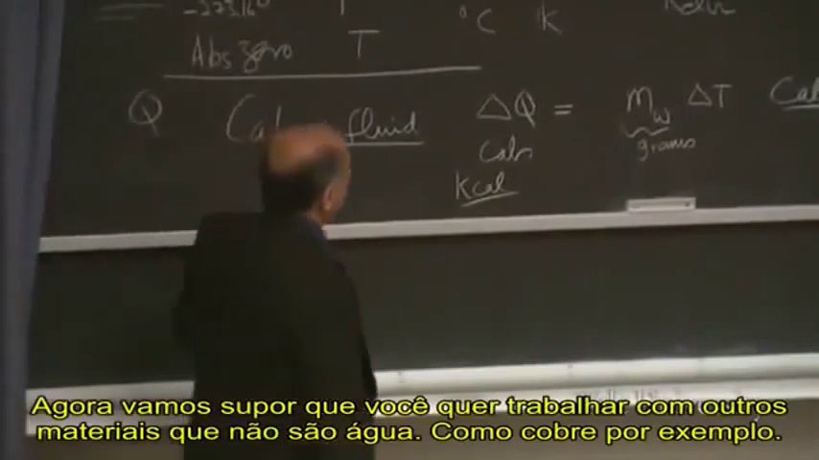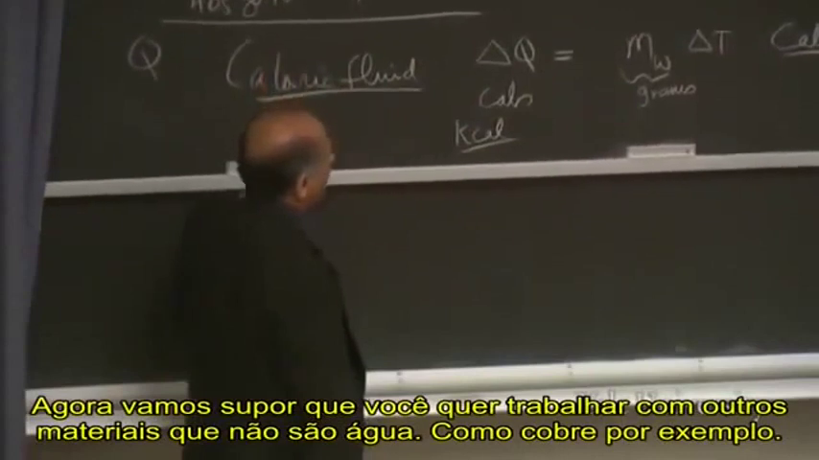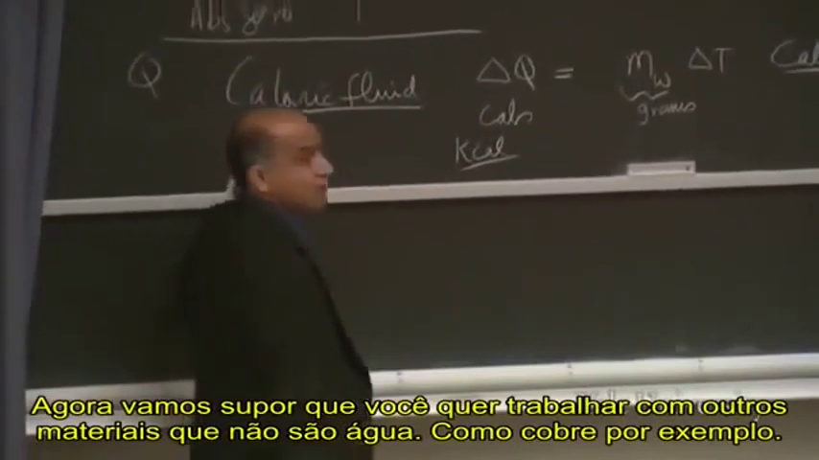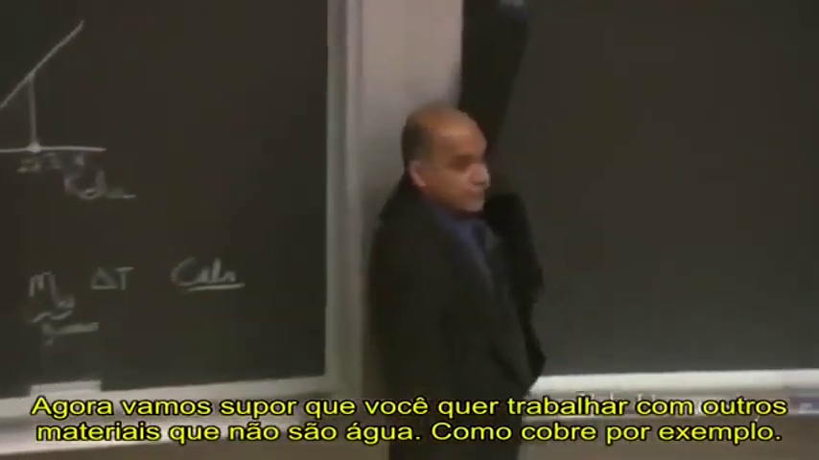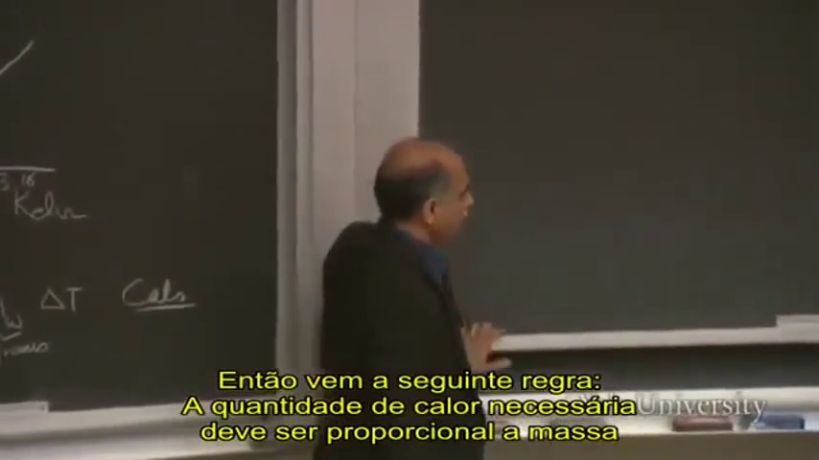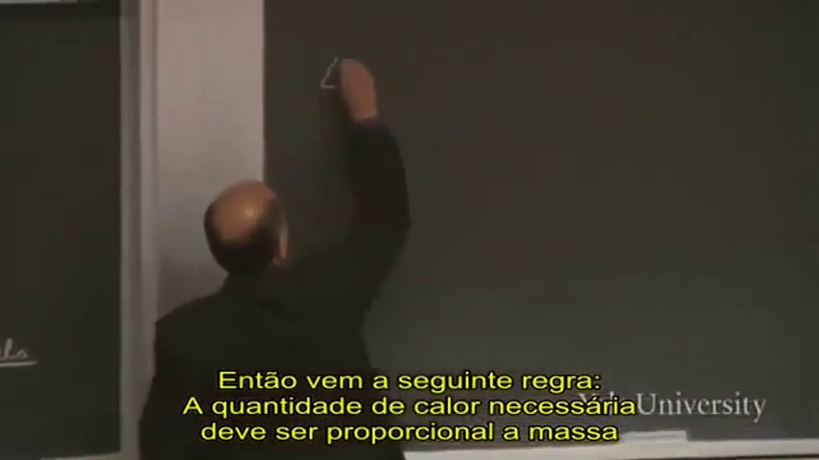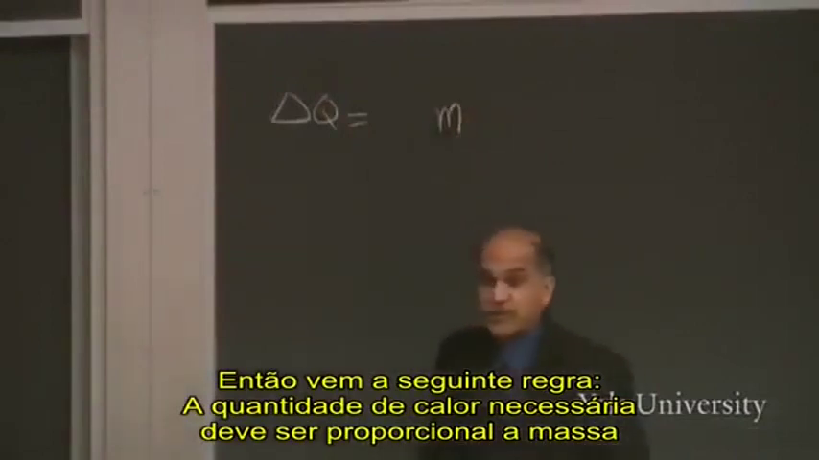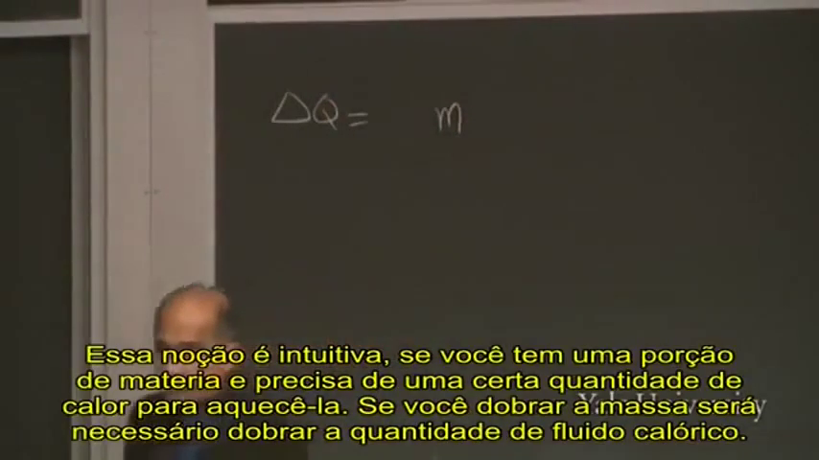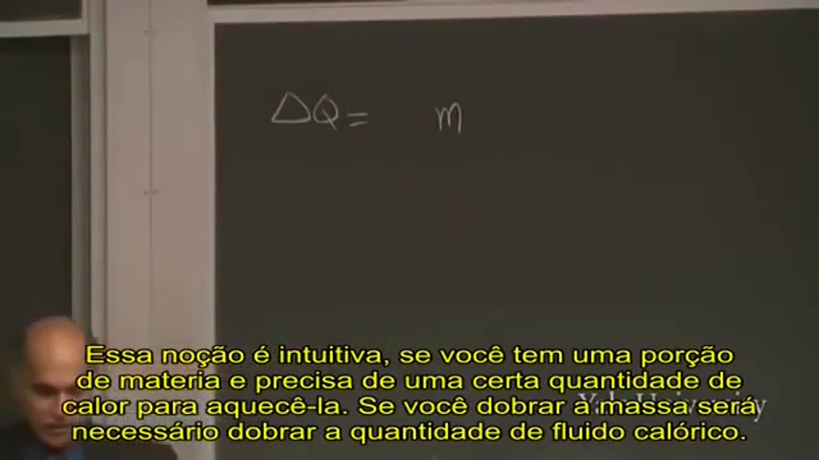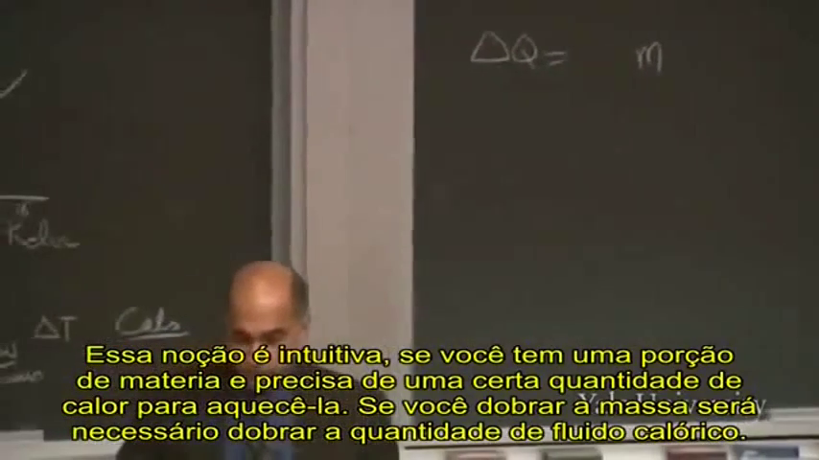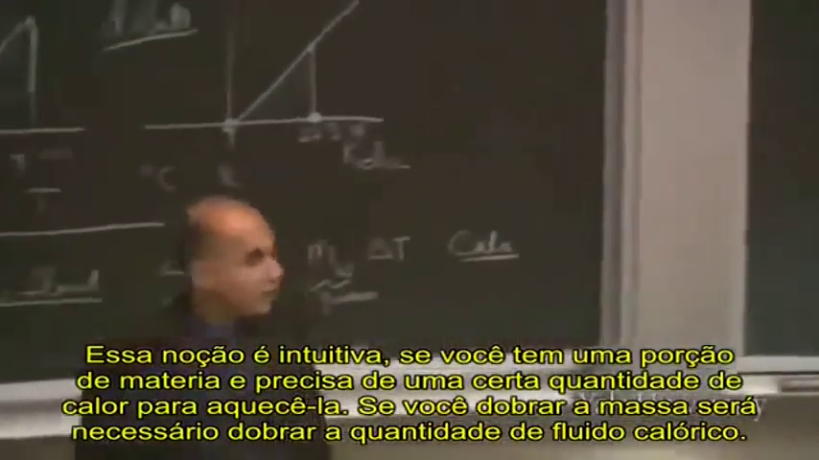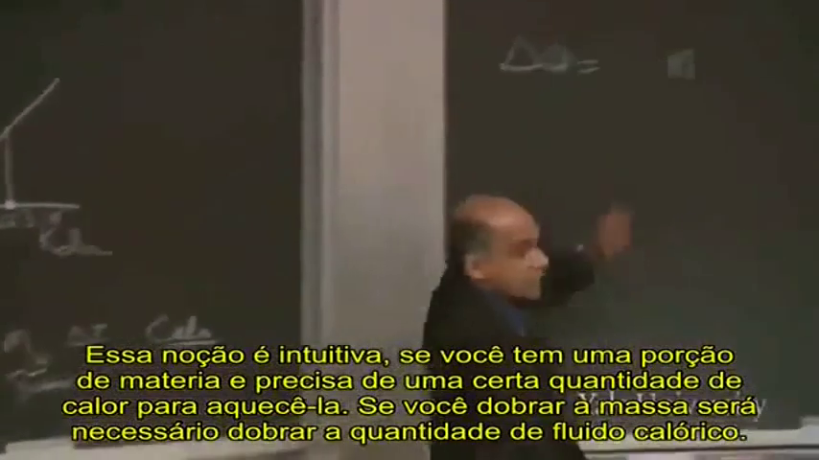Okay. Now suppose you say, I don't want to just talk about water, I want to talk about heating something else. Maybe I want to heat a gram of copper. So then you write down the following rule. The amount of heat it takes must be proportional to the amount of stuff you're trying to heat up. That's our intuitive notion. If you've got one chunk of gold that takes some number of calories, you have a second identical chunk. By definition, that should take the same number of calories. If you put them together, it is clear that whatever this calorie fluid is, you need double that. So it's got to be proportional to the mass of the substance.